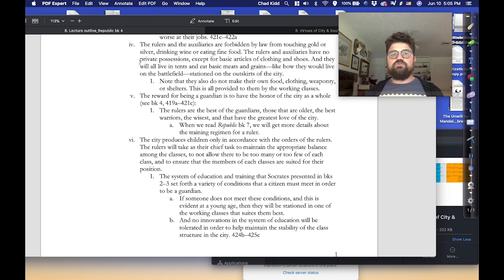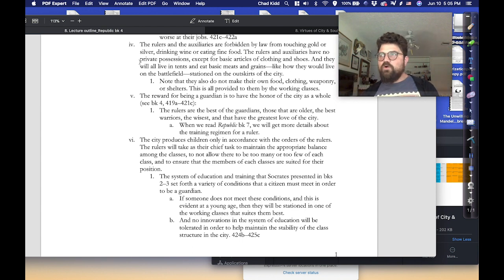They're forbidden to drink wine or eat fine food. They can't do that at all. The rulers and the auxiliaries will have no private possessions, except for basic articles of clothing and shoes that basically only one person can use. And they will also live in tents and eat basic meats and grains, exactly as if they were living on the battlefield. And they'll be stationed on the outskirts of the city, presumably in order to protect the city from outside intruders.